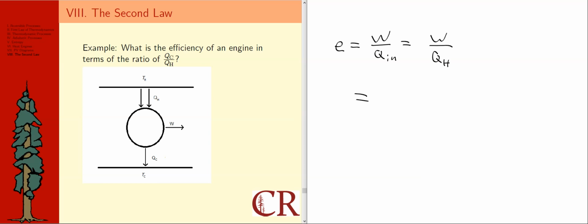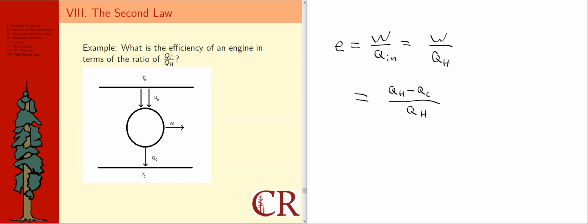The work, however, since QH is going into the system and QC and work are going out, I think that work should be equal to the difference between QH and QC. So that allows me to write this expression.